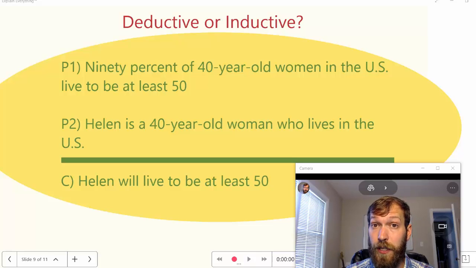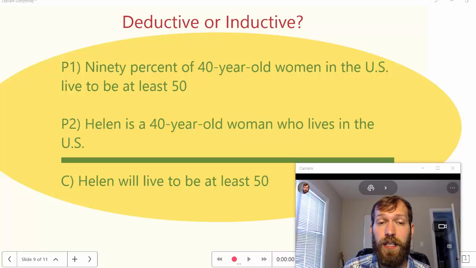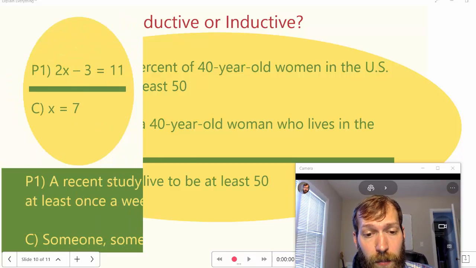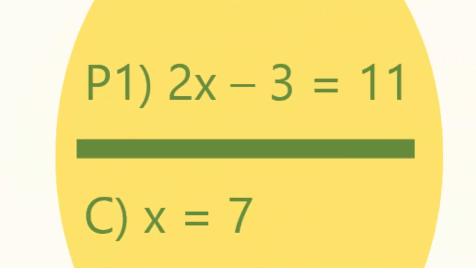So it's a pretty strong argument. You know, you have a 90% chance of that conclusion coming out to be true. So it's a pretty strong argument, but it's not this all or nothing guaranteed necessary reasoning that we have in a deductive argument. The next argument that we're going to look at is in this yellow circle over here.